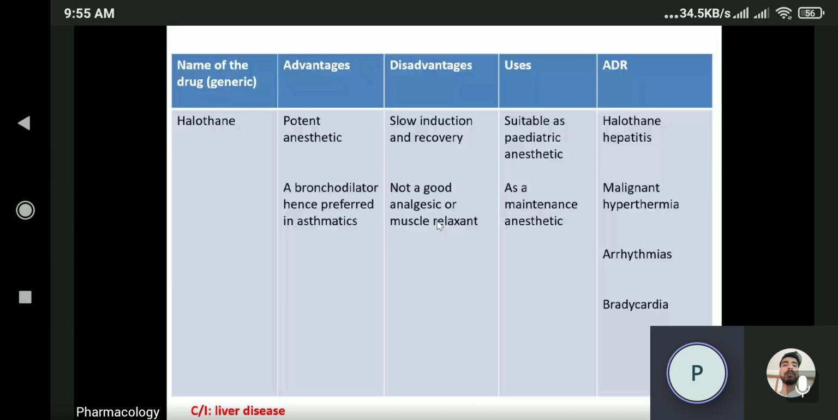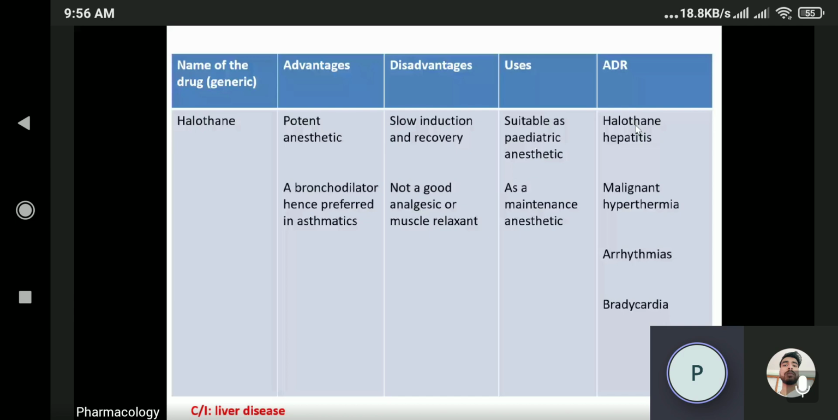So along with this drug, you need to combine other analgesic drugs and muscle relaxants during surgery. They are mainly used as a maintenance anesthetic, as we all know, and they are also used as a pediatric anesthetic drug. Coming to ADRs, they are mainly hepatotoxic in nature. They can be hepatotoxic by a direct toxic effect, and also through an immune response produced by metabolites from the metabolism of the drug, which we have already discussed in the part on hepatotoxic drugs.